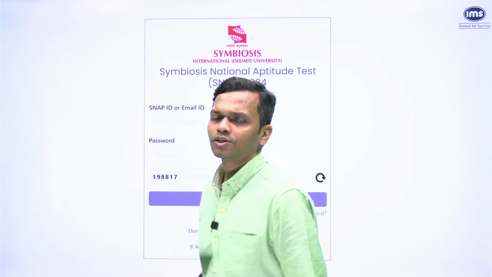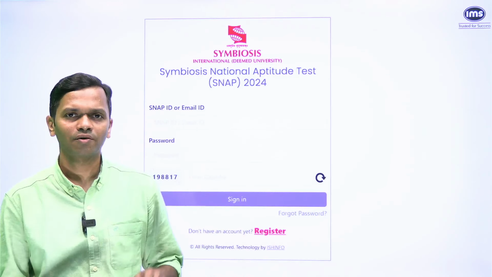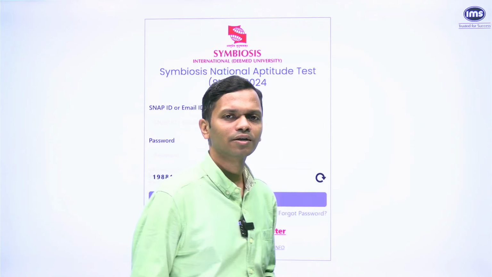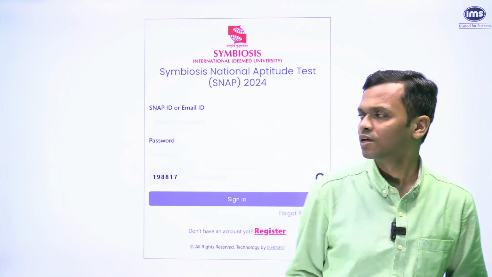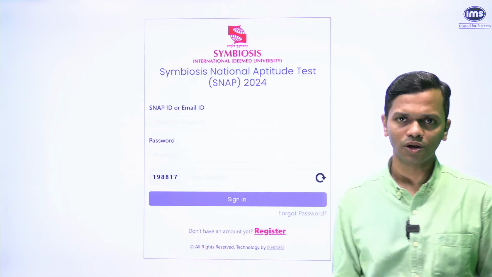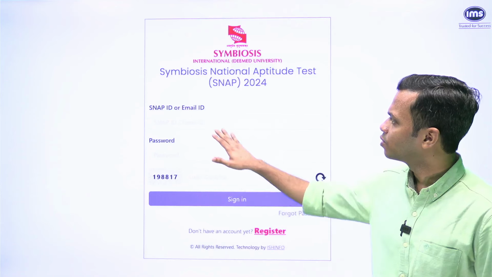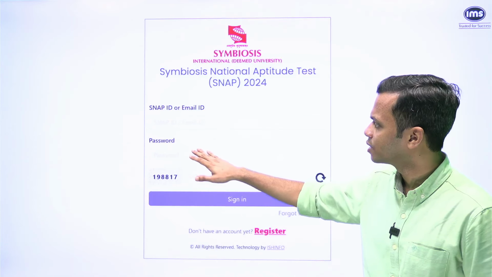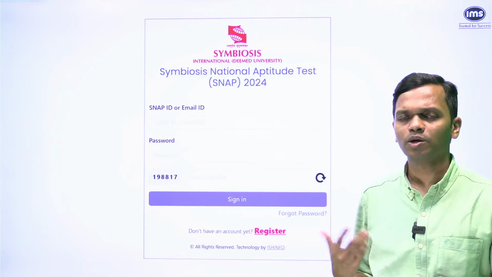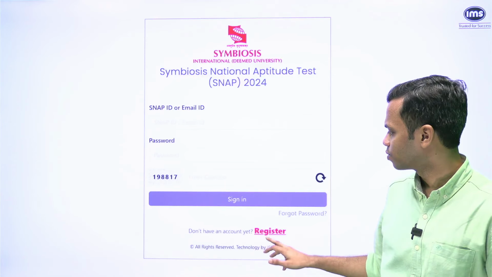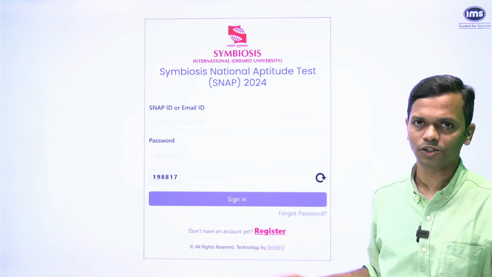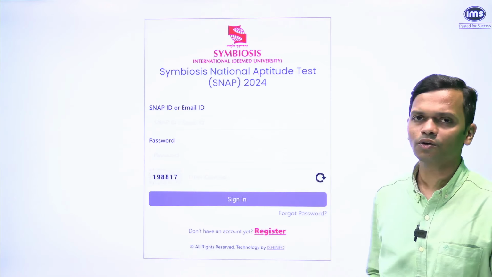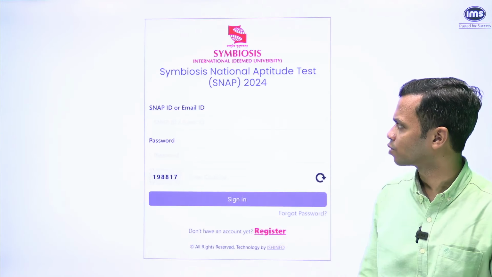So to begin the registration process, as I said, you're going to have a link in the description. You can click on that and start your registration process. This is the first screen that you will see when you click on it. And once you click on it, you're going to have SNAP ID, email ID, password and CAPTCHA. Now, because we are registering for the very first time, you'll have to click on this option which says register. Now once you click on this, let me show you what all screens you are going to see.